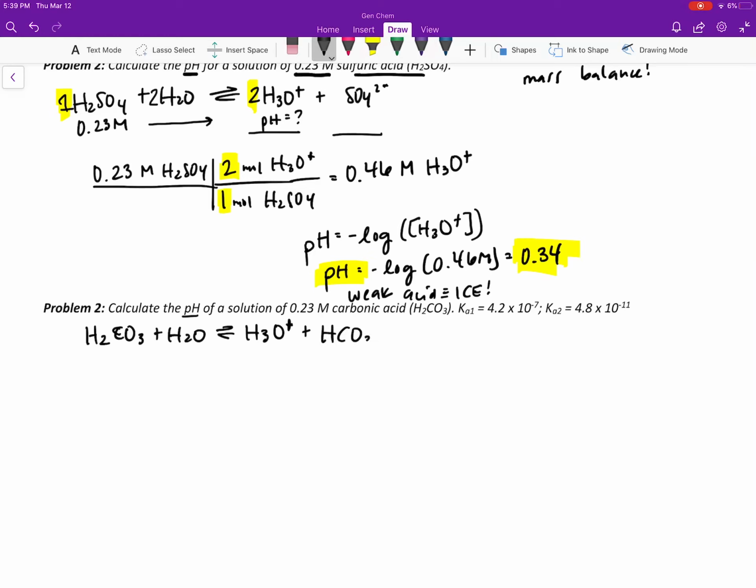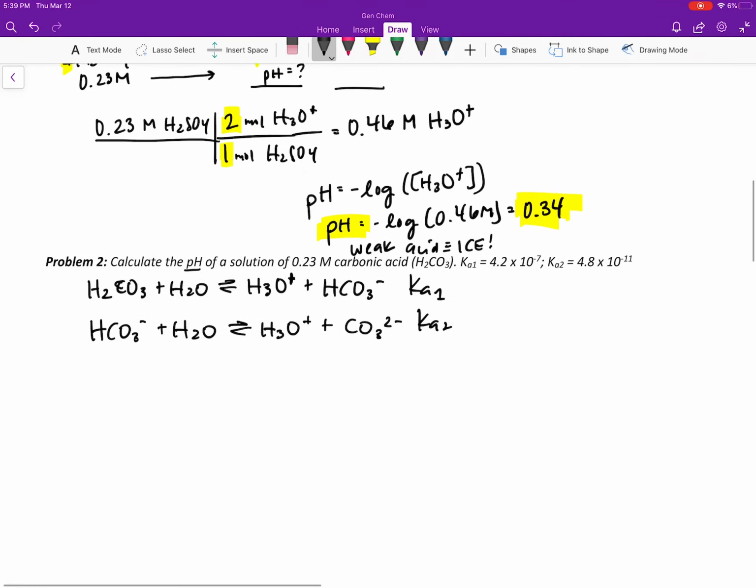And that's Ka1. And then my second one is going to start with my bicarbonate ion and leave me with a carbonate. Okay, and then I have Ka2. Now I need to calculate the pH of the solution, but the problem is I have two pH contributors. So what I have to look at is which of these equations is going to dominate, because whichever equation dominates, meaning it's the most favorable, the one that goes to the biggest completion, that's going to be the one that's going to determine the pH.